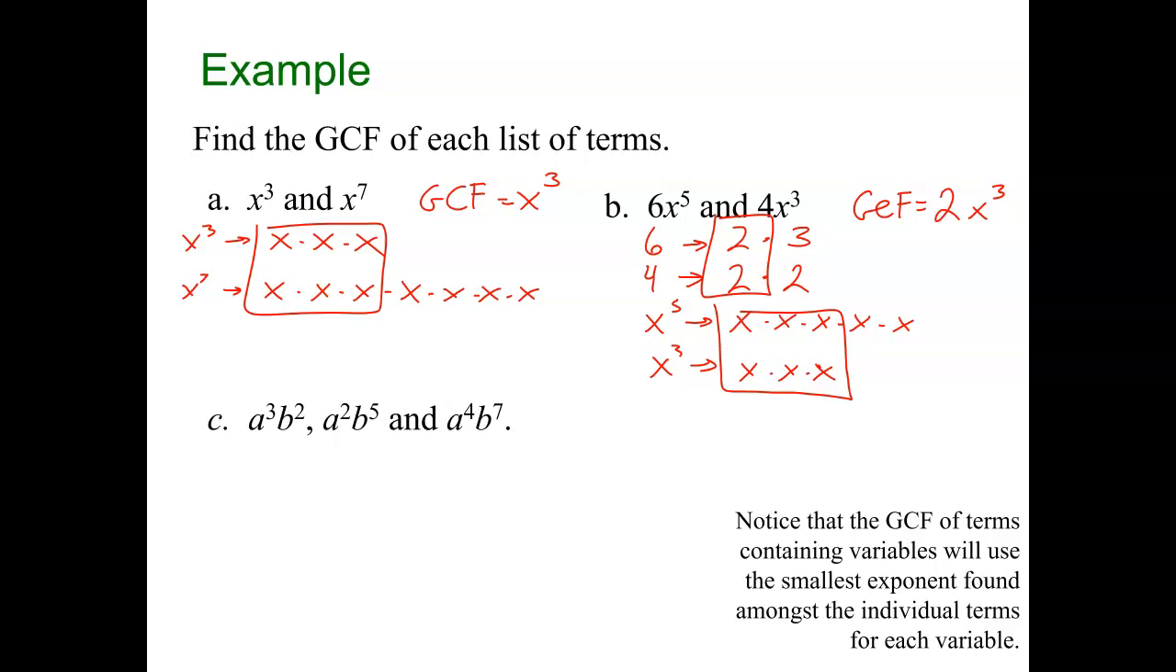All right. Let's look at our a's. I've got a to the 3rd, a squared, and a to the 4th. So 3 a's, 2 a's, and 4 a's. What do they have in common? 2 a's. So I have a squared. All right. Look at our b's. B squared, b to the 5th, b to the 7th.